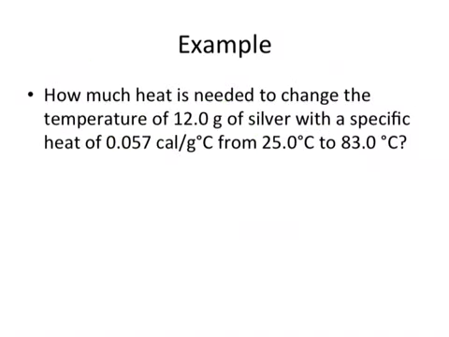So let's try another example. Go ahead and turn the vodcast off, try this one on your own, and come back and see the answer. As I read the problem, I notice that they're asking me to solve for how much heat. Remember that heat energy is measured with the variable symbol Q, and it's needed to change the temperature of 12 grams, that is going to be my mass, of silver with a specific heat of 0.057 calories per gram degrees Celsius. So we're going to label that with a C, the symbol for specific heat. And they're telling us the temperature is changing, and the initial temperature is 25, and the final temperature is 83.